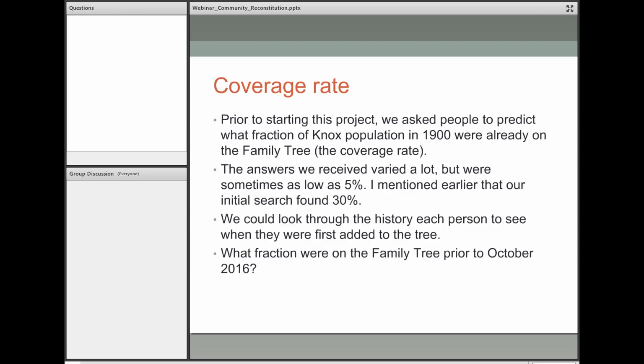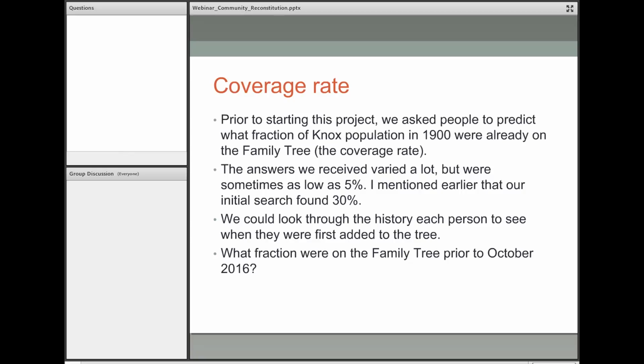So let's talk now about the coverage rate. Prior to starting this project, we asked a lot of people to predict what fraction of the Knox population in 1900 were already on the family tree. This is the coverage rate. The answers varied a lot, but they were sometimes as low as 5% or 10% or 20%. I mentioned earlier that our initial search found about 30% of the people.